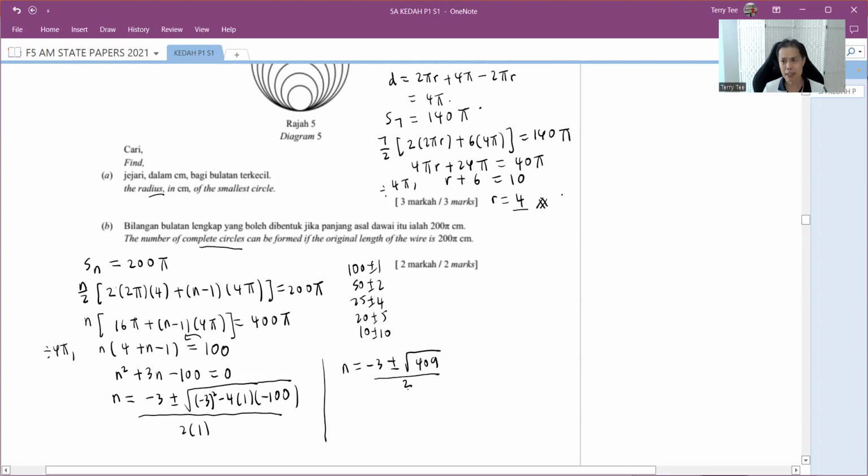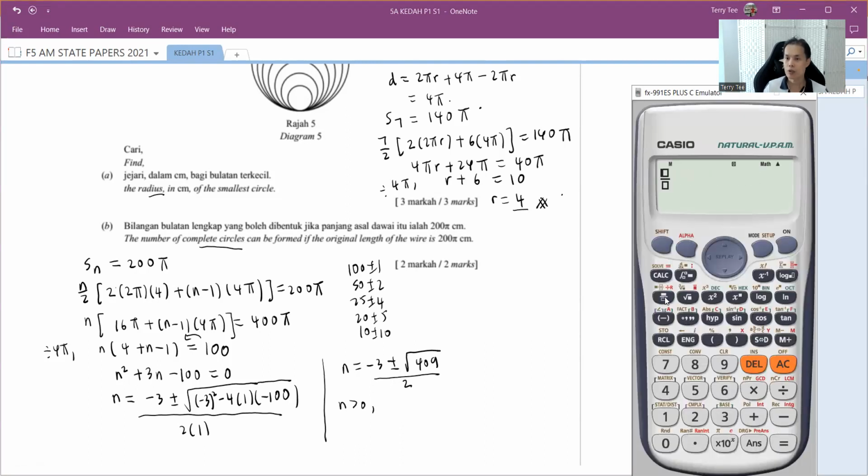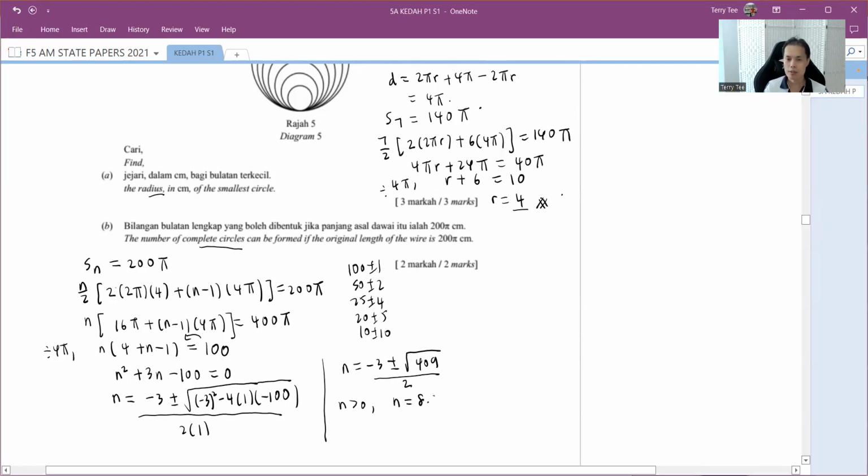Now we know n can't be negative. The number of circles can't be negative. So we take the positive value. Notice you have a plus minus, we drop the negative straight away. We take the positive one, which is minus 3 plus square root 409, divided by 2. And I got 8.61. So n must be 8.61. You can write more decimals also, doesn't matter.